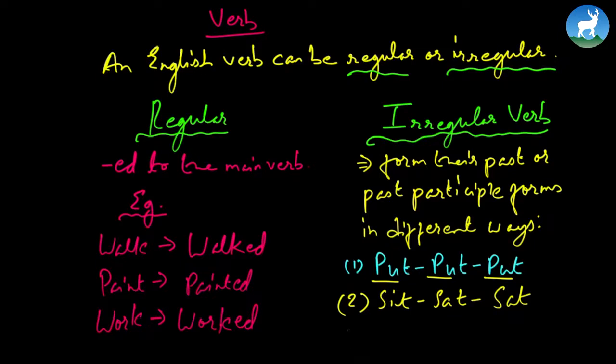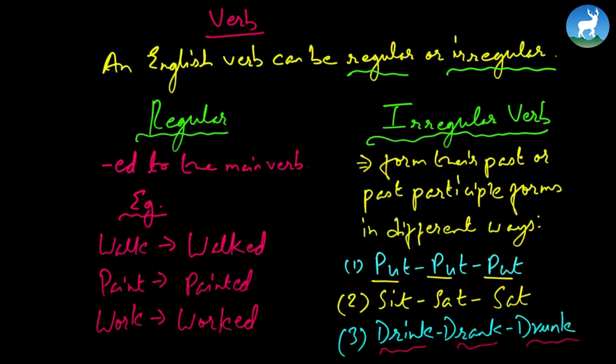And finally, verbs in which all three forms are different. For example, drink, remember the three forms, drank, and finally, drunk. You see, all three forms are different, and we never add ed here. So whenever this happens to a verb, we call it an irregular verb. If two or three forms change, like sit, sat, sat, it's irregular. And drink, drank, drunk, when all three forms change, it's what we call an irregular verb.